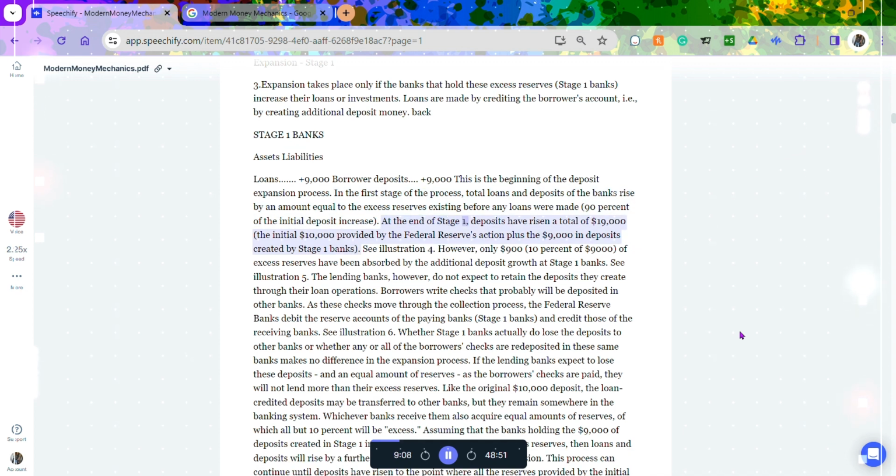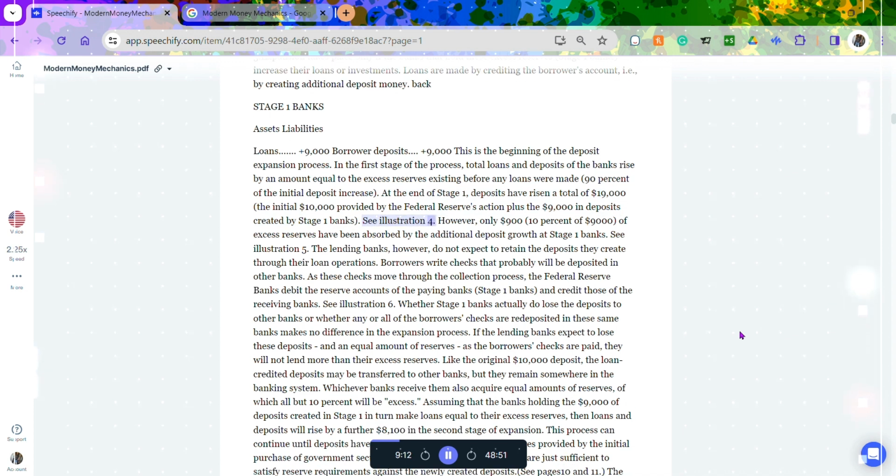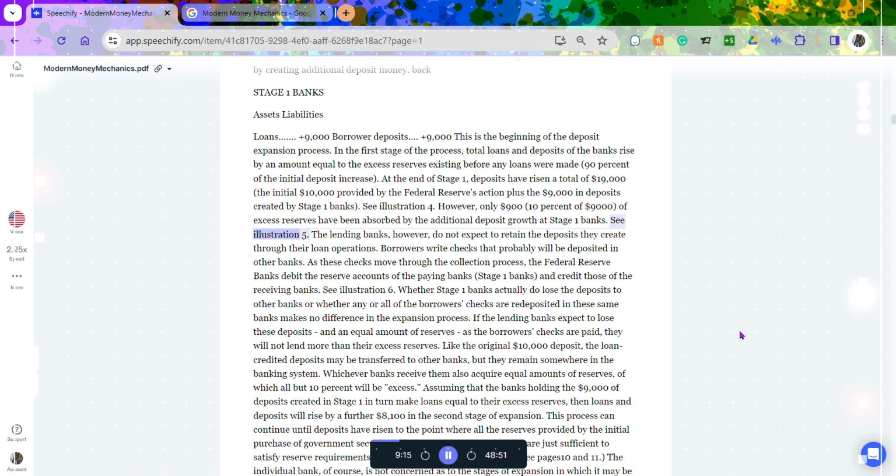At the end of Stage 1, deposits have risen a total of $19,000, the initial $10,000 provided by the Federal Reserve's action plus the $9,000 in deposits created by Stage 1 banks. See illustration 4. However, only $900, 10% of $9,000, of excess reserves have been absorbed by the additional deposit growth at Stage 1 banks. See illustration 5.